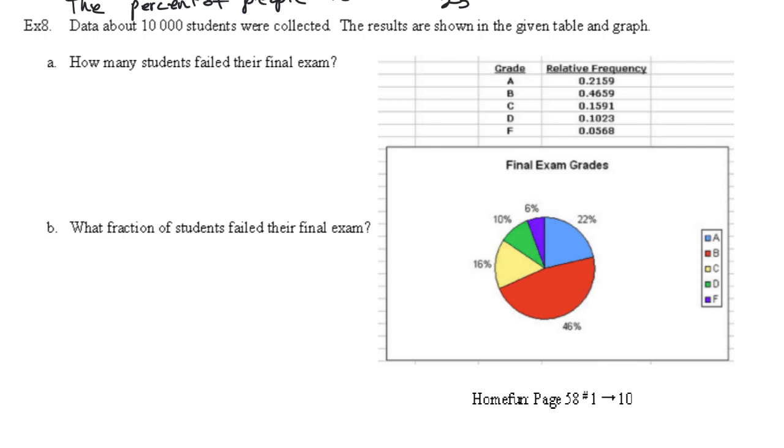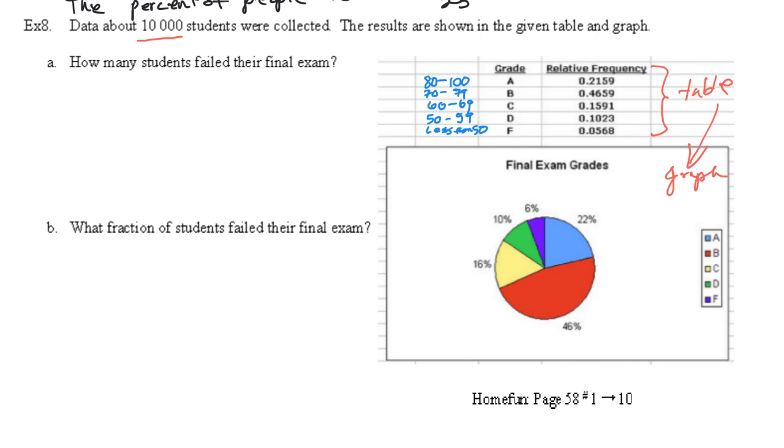It says data of about 10,000 students were collected. So that's 10,000 of them, right? The results are shown in the given table and graph. So here's our table, and then this is the result that we have as our graph. So these are the kids that have an A. Remember, these are all the representations of A through F. So we have 80 to 100, 70 to 79, and all these different parts, right?